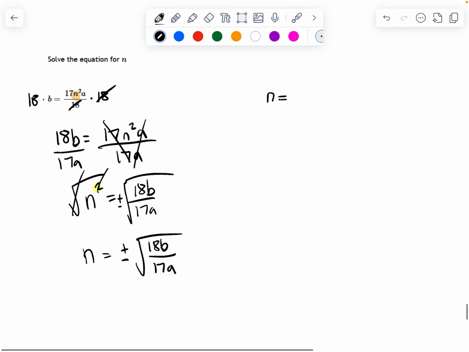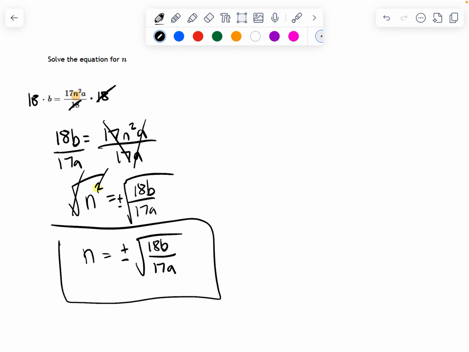Okay, is your n alone? Yes, it is, right? There's nothing else on that side, so are we done? Absolutely. For this one, it doesn't matter if you rationalize or not. It's totally fine to leave it unrationalized. You're good to go. You solved for n. That was your goal. And there are your steps.